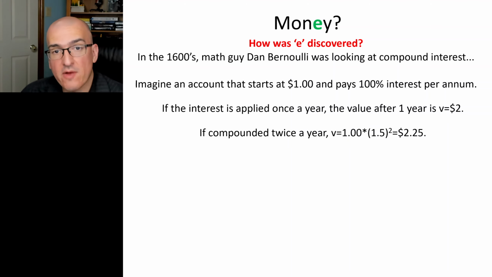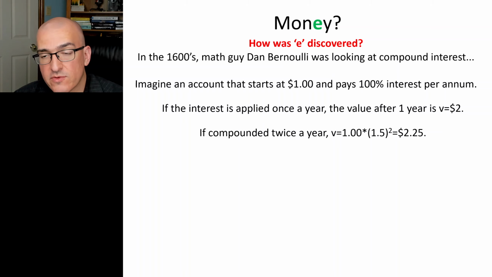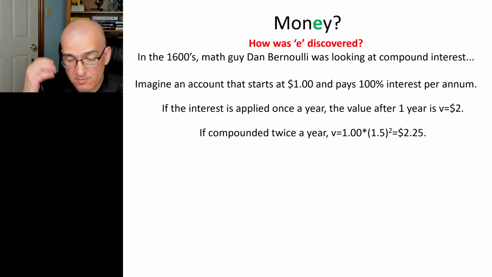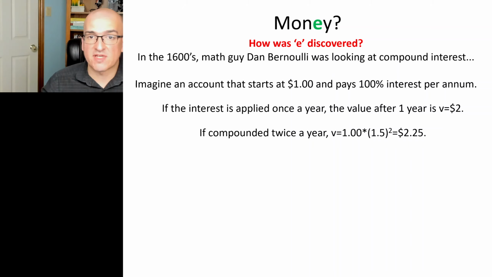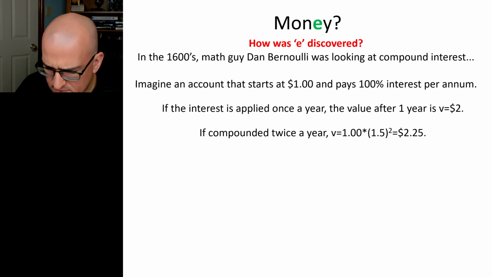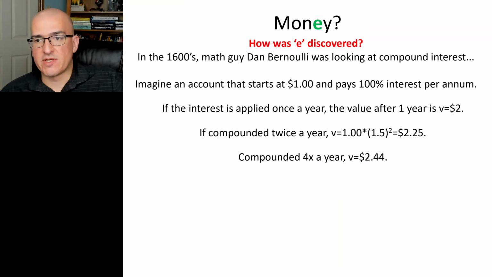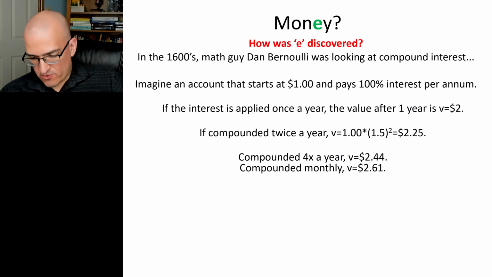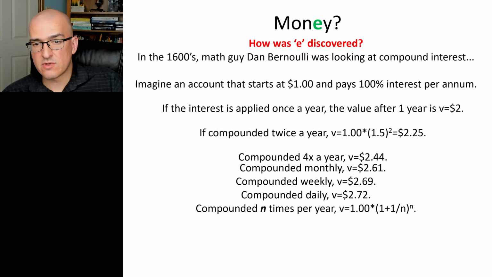But what happens if you compound twice? What happens if you compound after 6 months and then after the 12-month mark, after the full year? Plug this into the formula, and instead of getting $2, you get $2.25. And then what happens if you compound quarterly? So 4 times a year. You get $2.44. If you compound every month, $2.61. Every week, $2.69. Every day, $2.72.